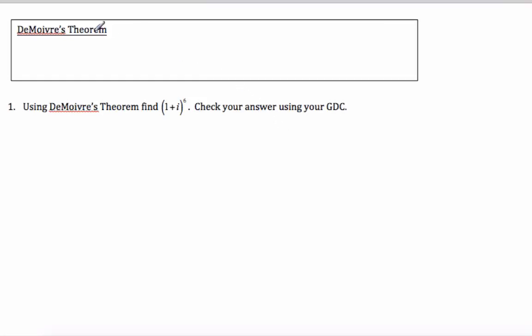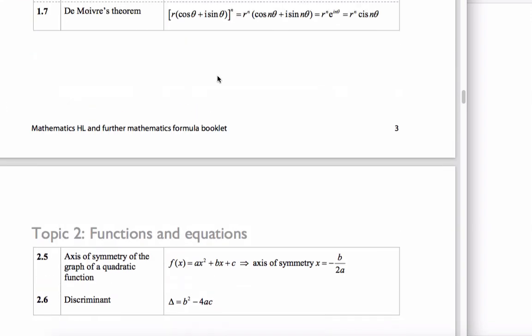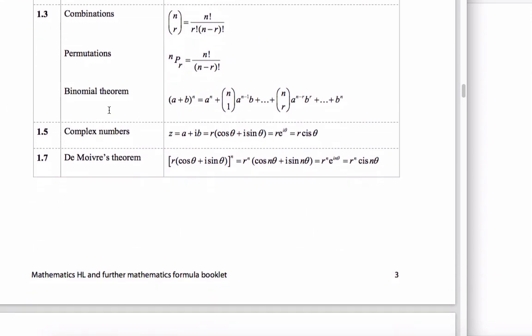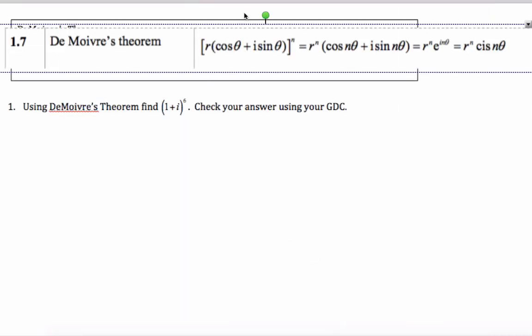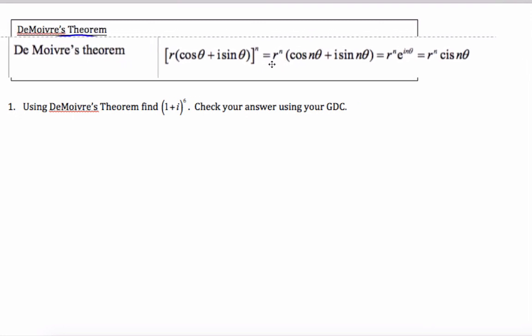Okay, so here we are. We are asked to find DeMoivre's theorem. If you look in your formula booklet, which is right here, here is DeMoivre's theorem. I'm going to cut and paste it. It's right there in your formula booklet, so you know where it is. And I'm going to put it right here. There is DeMoivre's theorem. At this point, you only know this in this form.